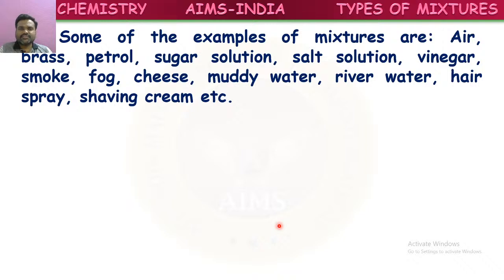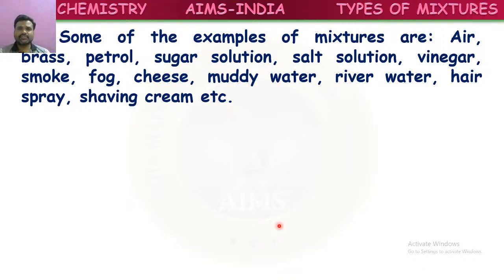Some of the examples of mixtures are shown here. Air, yes, as I told, it is a mixture of so many gases. Brass, yes, it is an alloy which is made up of copper and zinc. Petrol, do you know that petrol is a mixture? Yes, it is. Petrol is made up of different hydrocarbons. You will be learning about these hydrocarbons in the higher classes. Hydrocarbons are the compounds which are made up of carbons and hydrogens. So petrol, diesel, kerosene, these are all mixtures of different kinds of hydrocarbons.